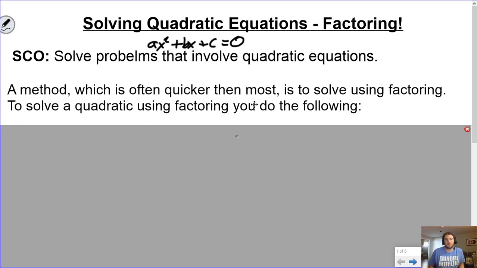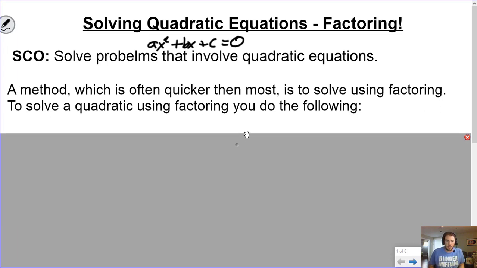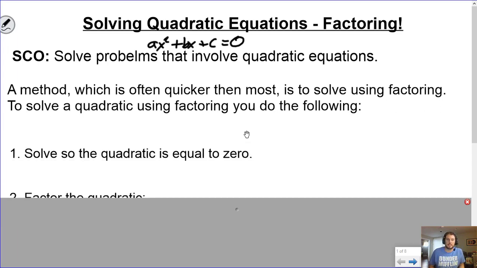So a method which is often quicker than most is to solve by using factoring. When you become proficient at factoring, it becomes the easiest and the quickest method to solve these things. So it is one that I would highly, highly recommend practicing and getting good at.